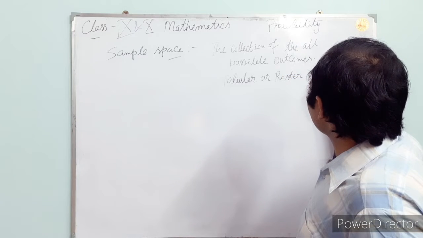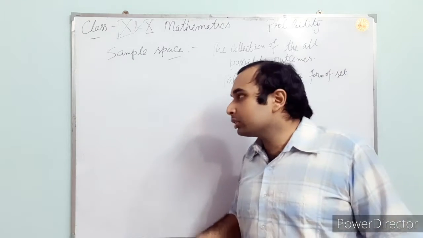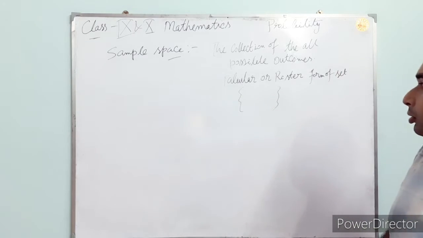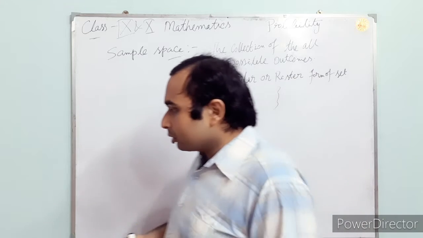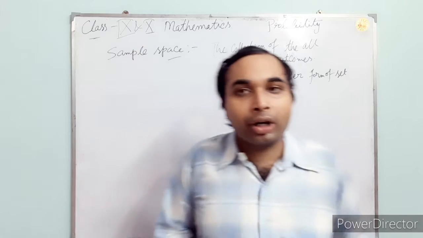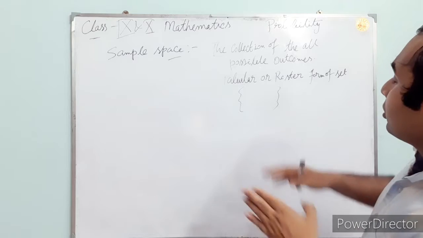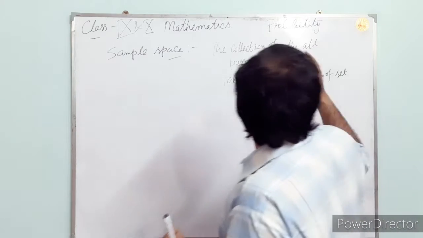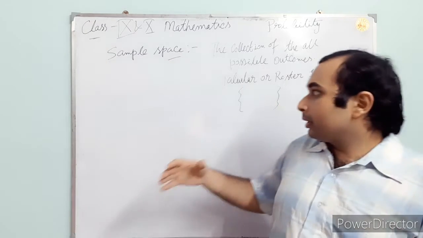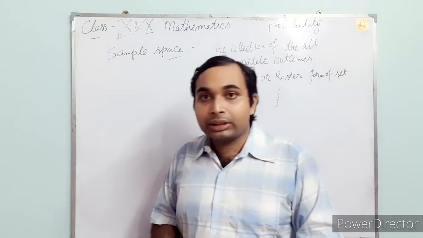Roster form of set. If you don't know set theory, it just means you have to write those between the second brackets. And for throwing of dice you have to write in ordered pairs. I will come to those later on. So sample space is this one, the collection of all possible outcomes. Today we will discuss the details of some sample spaces that come in your exams.